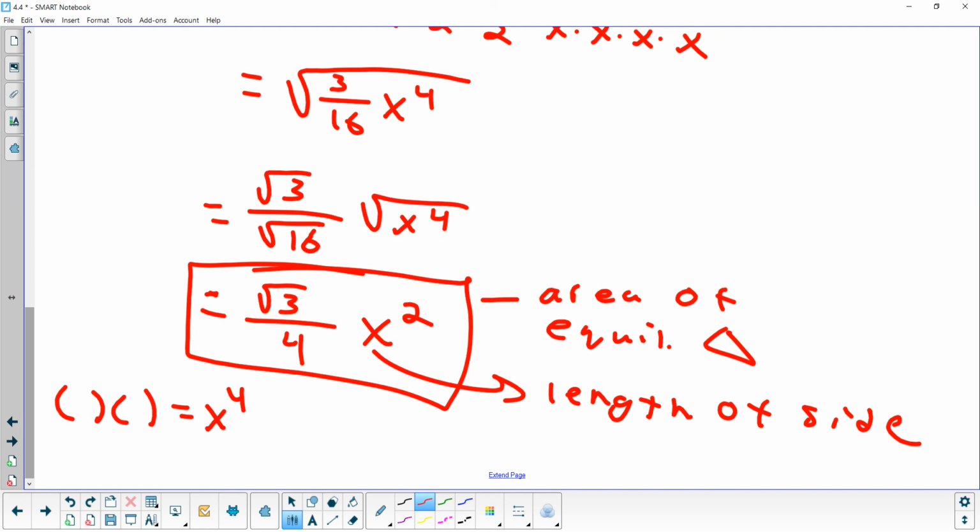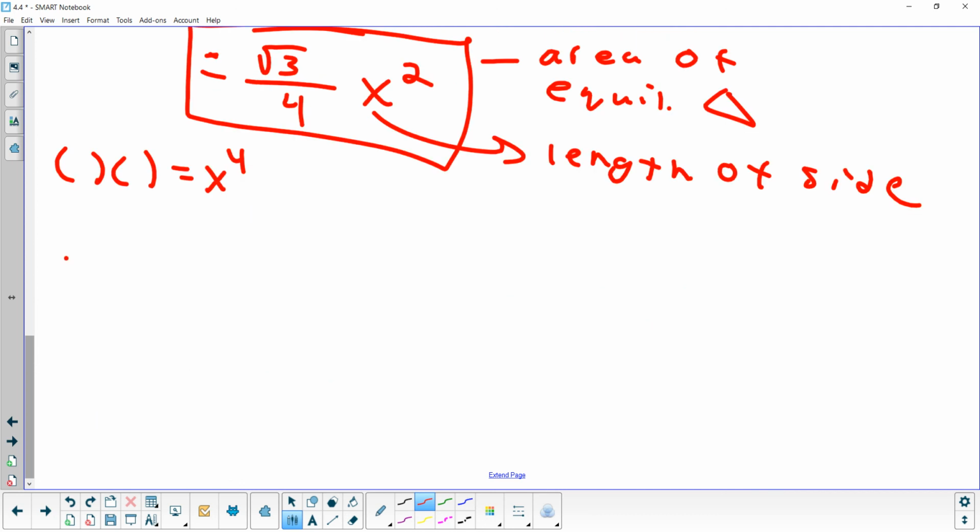Now, which formula do you think is more useful? This one or Heron's formula? Why? Because you can use it in more situations. Yeah, this is very specific. This is only useful if you have an equilateral triangle. It doesn't work for anything else. Heron's formula will work for anything, as long as you know the sides.